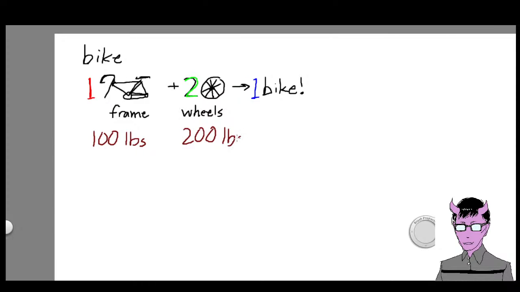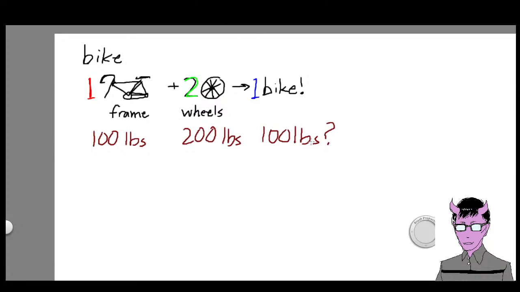So the question becomes, how many bikes can you thus assemble given those constraints, given those amounts of reactants? Mathematically, without thinking too much about it, someone might be tempted to say, oh, you know what, this is 100 pounds of frames, this is 200 pounds of wheels, so therefore, can't you just make 100 pounds worth of bikes?